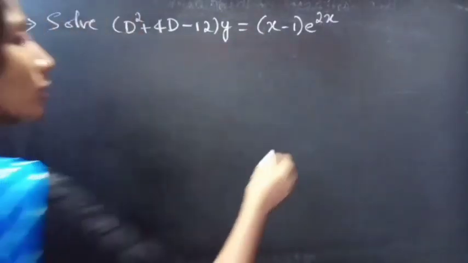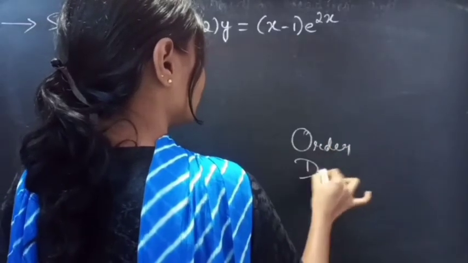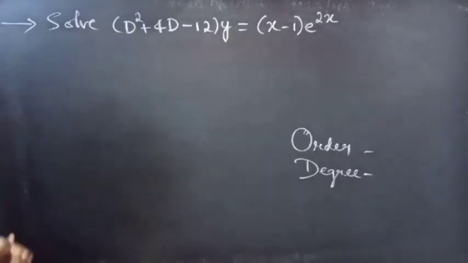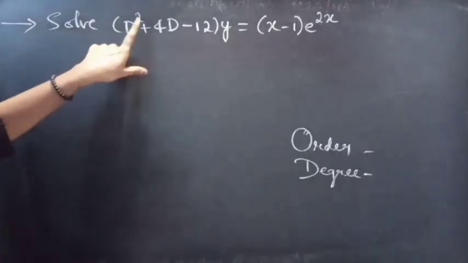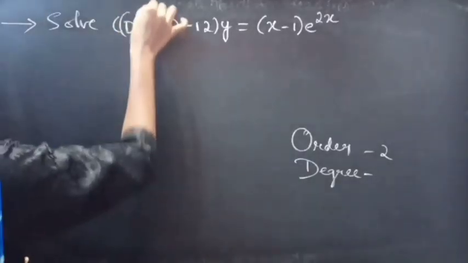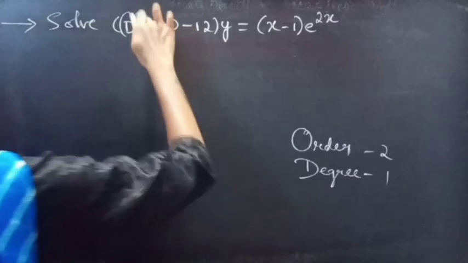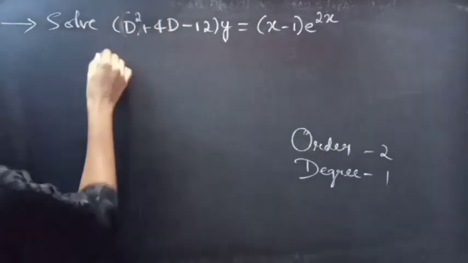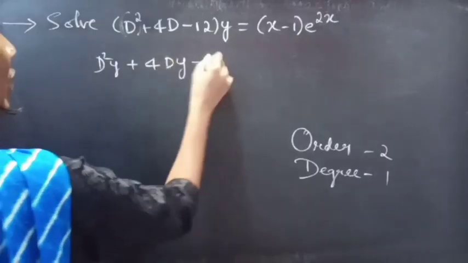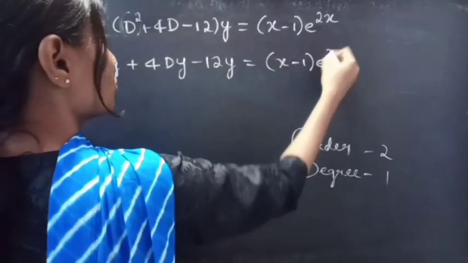Firstly, let's find the order and degree of the given differential equation. Identify the highest derivative. Here D² is the highest derivative, so our order will be 2. And the highest power of the highest derivative, the degree, is 1. Or just write the given differential equation as d²y + 4dy − 12y = (x − 1)e^(2x).